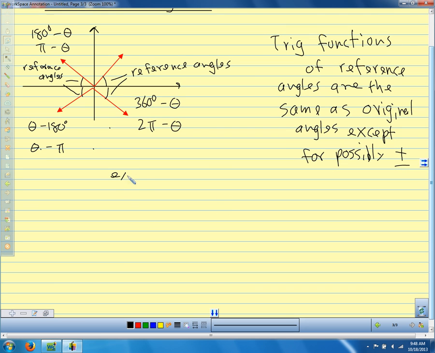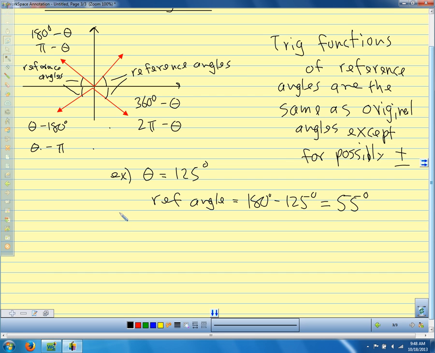So what would the reference angle of 125 be? Reference angle is 180 minus 125, which is 55 degrees. So instead of working with 125 degrees, I could work with 55 degrees and then adjust the plus and the minus of the trig functions as I needed to, because what quadrant are we in? Second quadrant, so we know that the x is negative and the y is positive.